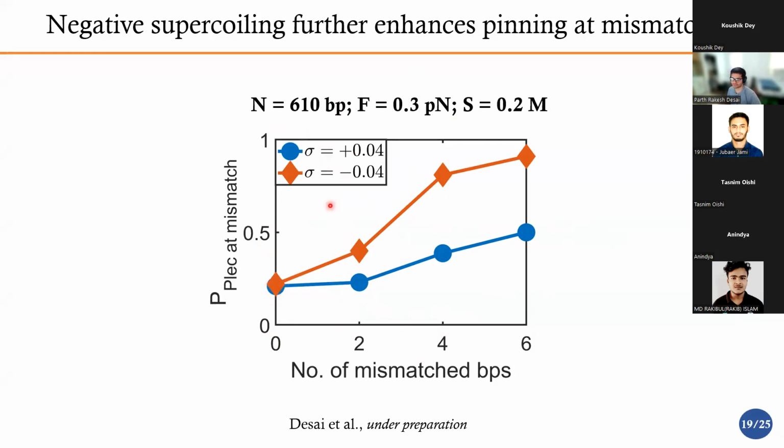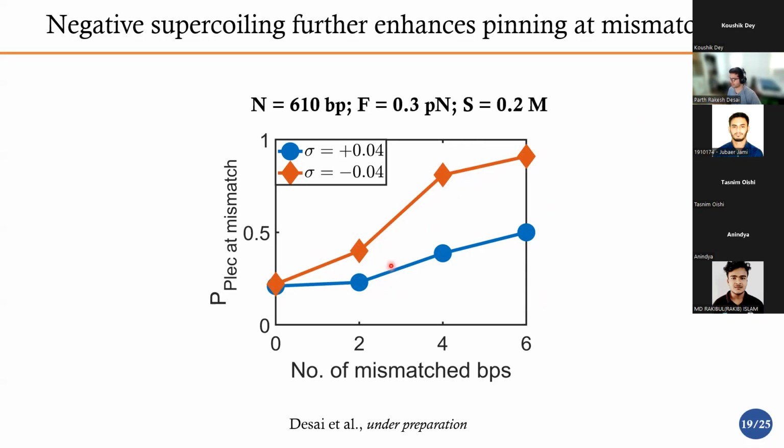But as you increase the number of mismatches, you can see that the probability of pinning for positive supercoiling, the blue curve here, is significantly lower than for negative supercoiling, the red curve here. With negative supercoiling, the probability of plectoneme pinning is significantly higher. So as you introduce negative supercoiling, you make it easier for the plectoneme to pin at the mismatch.